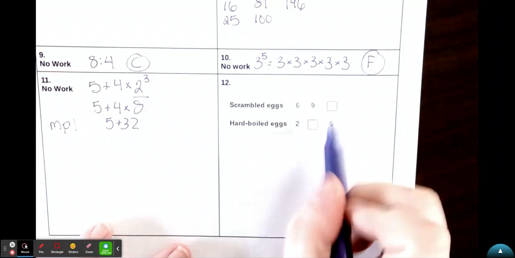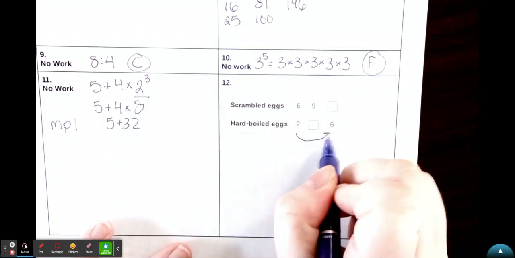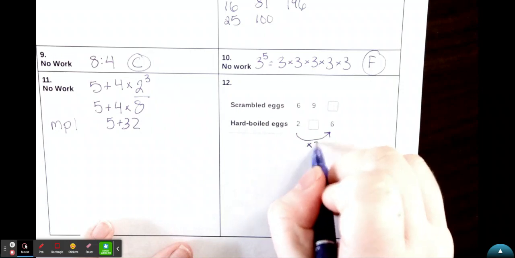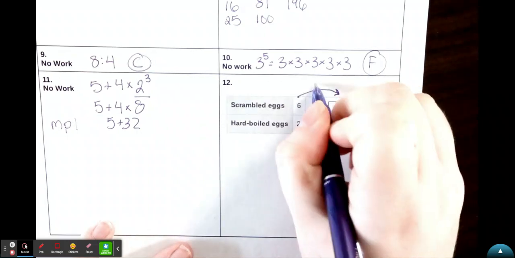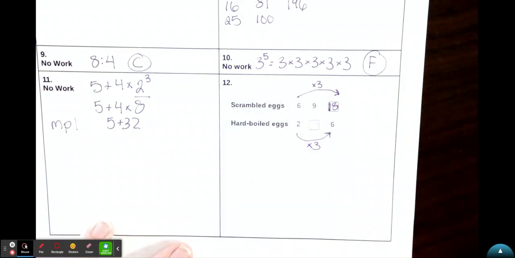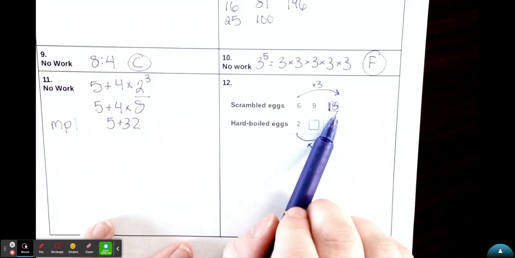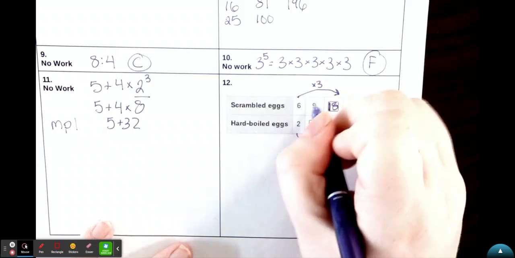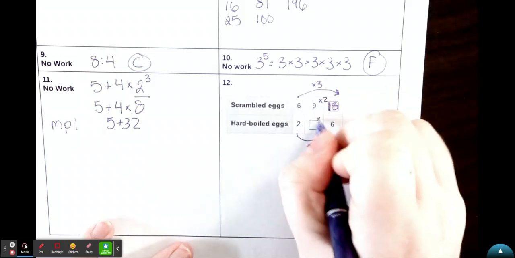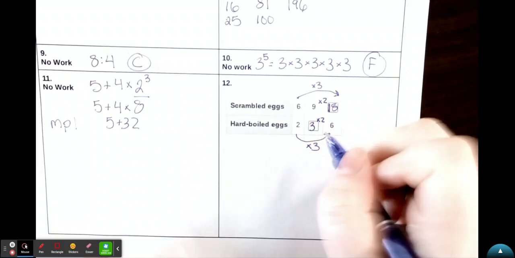So I would just say, okay, I'm going to figure out what this one is first instead of this one. How do I get from 2 to 6? Times 3. What's 6 times 3? 18. Okay, so we got that one. Now from here, I can see a relationship between 9 and 18. What do we multiply 9 by to get to 18? 2. What number times 2 gives me 6? 3. So that missing number is 3.